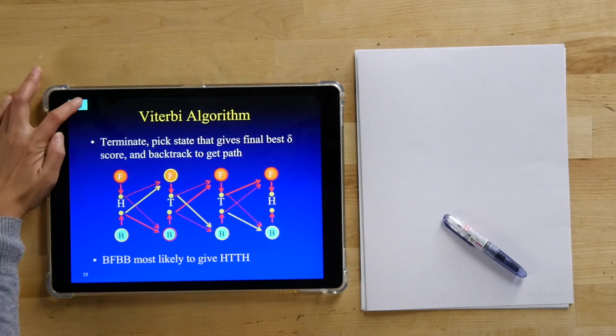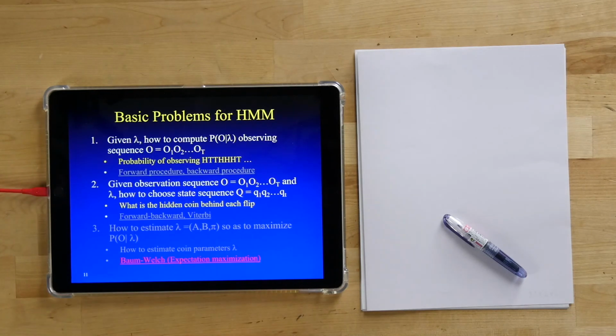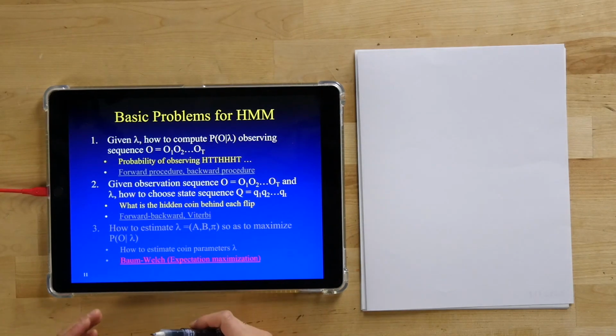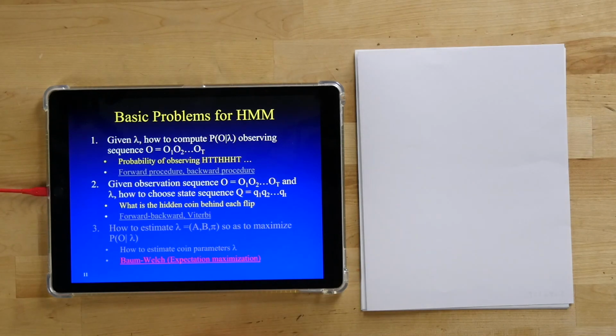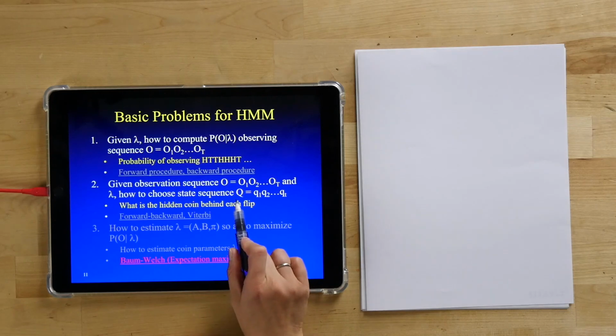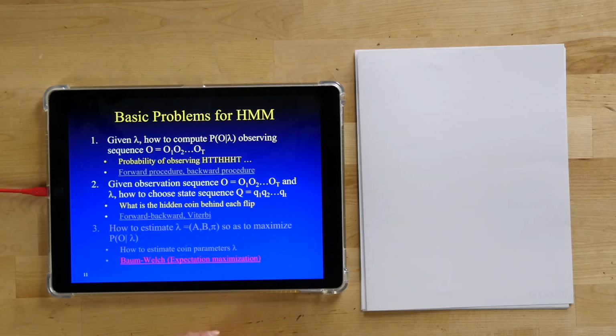So that's the second problem for a hidden Markov model: if we are given the parameters of a hidden Markov model, and also we have a string of observations, how to choose the sequence of paths or hidden states in order to see this observed sequence of coin flips. And there are two solutions, forward-backward and the Viterbi algorithm. They both use dynamic programming, and they should give you fairly similar results, but not necessarily identical.